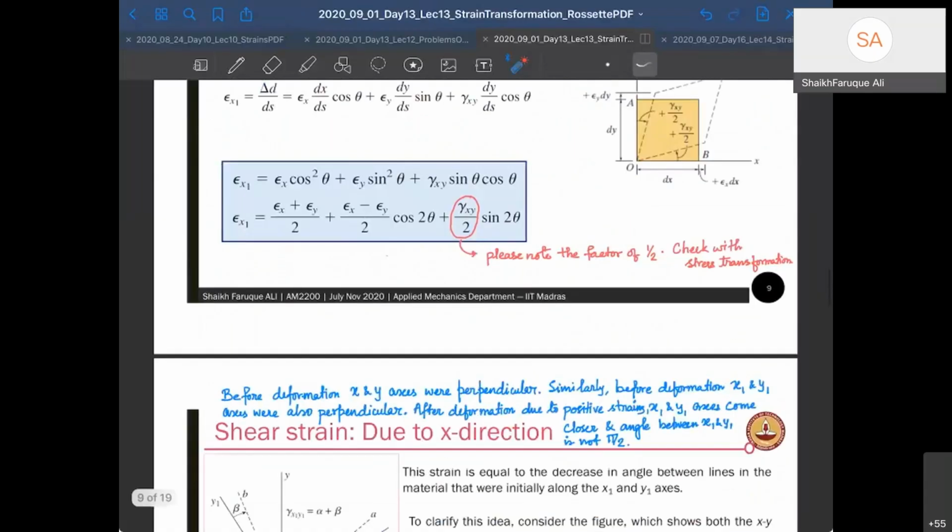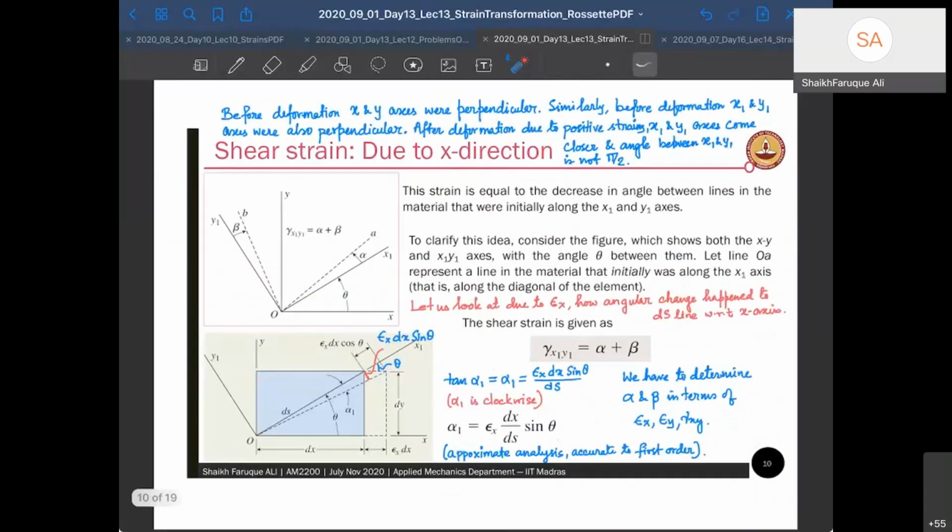So for shear strain, tan alpha 1. This is because of epsilon x dx. Tan alpha 1 is going to be this guy divided by ds, the length. Now that guy is epsilon x dx, sine component, as I said, divided by ds. And this is clockwise. Okay, please note that.